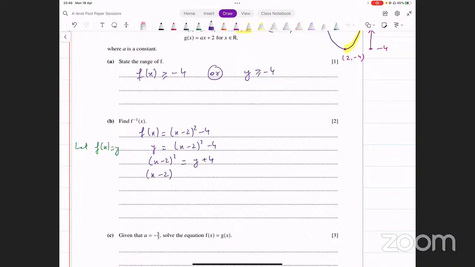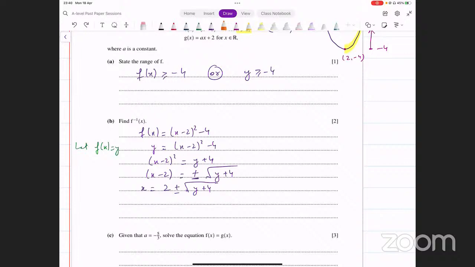You get x minus 2 equals plus minus square root of y plus 4. Remember, whenever we take square root, we have to put plus minus. Plus minus, aapne lagana hai. Okay? And now this gives you x equals 2 plus minus square root of y plus 4. And now we've got to think about whether we're going to choose plus here or minus here.